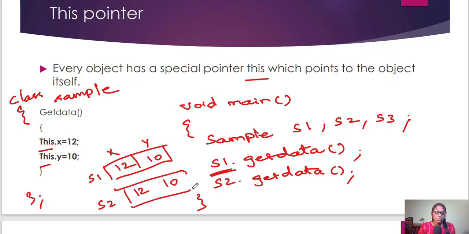So this operator is used to refer to the current object. It will indicate the current object.